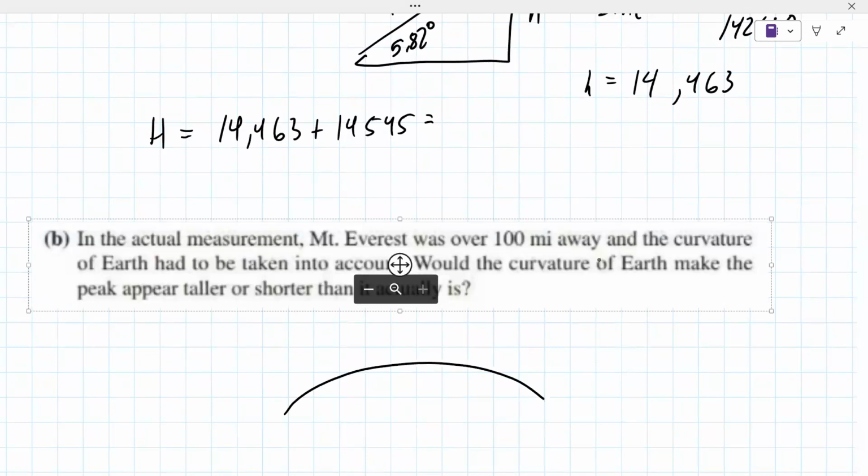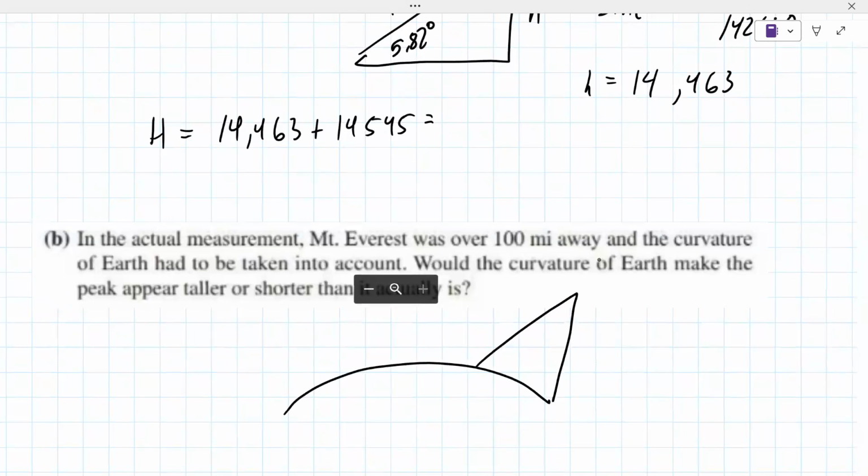So if we draw a curve, there's the mountain, and there's where you are. That's like a cap. Does it look taller? I don't actually know. Taller? I guess it looks taller than it actually is. The answer key says shorter though. So go with shorter. I don't know.